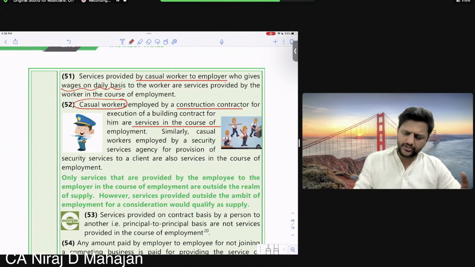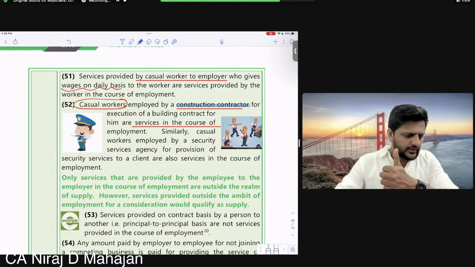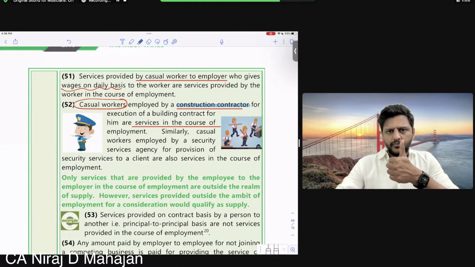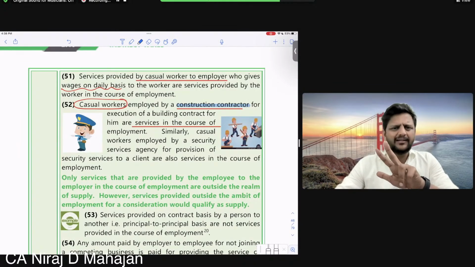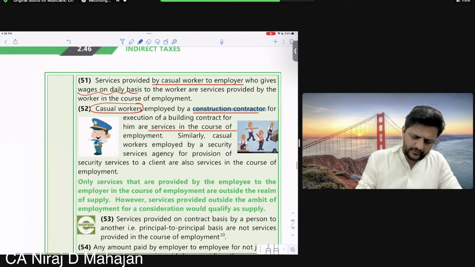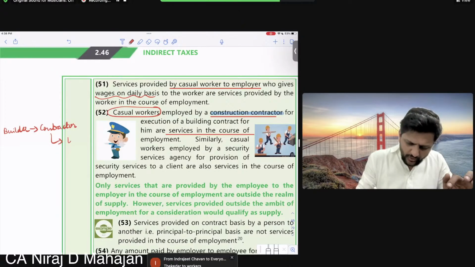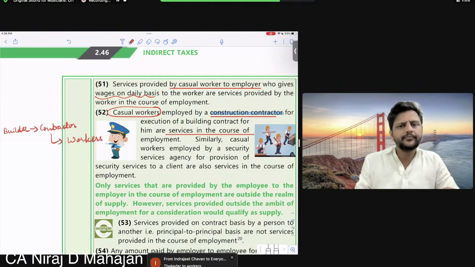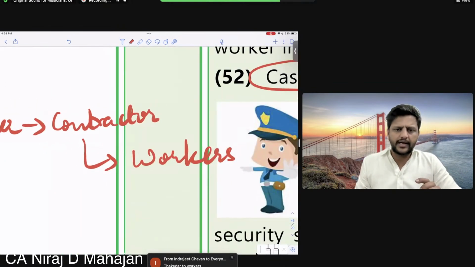Then, casual workers employed by a construction contractor for execution of a building contract for him are services in the course of employment. I hope you're understanding. When I talk about construction contractor, there are overall 3 people involved: the original real estate developer, builder, the construction contractor or labor contractor, and the laborers or casual workers. Who makes payment to who? The builder to contractor. Agreed or no? And the contractor to the workers or laborers. Is it okay, everybody? So right now we are discussing between the contractors and the workers.